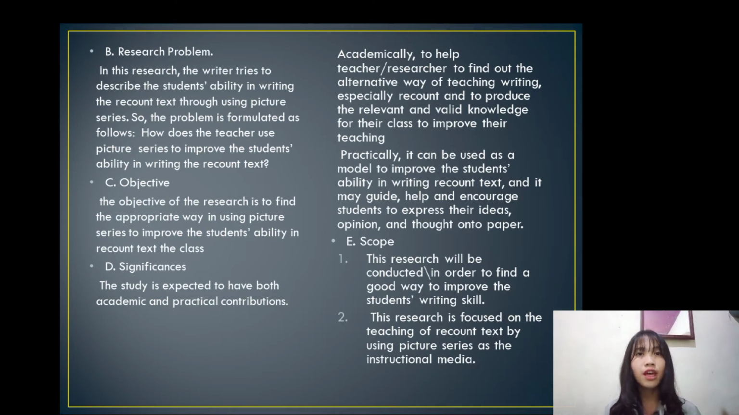have both academic and practical contributions. Academically, it helps teachers or researchers to find out an alternative way of teaching writing, especially recount, and to produce relevant and fresh knowledge for their class to improve their teaching. Practically, it can be used as a model to improve the students' ability in writing recount, and it might give help and encourage students to express their ideas, opinions, and talk to people.